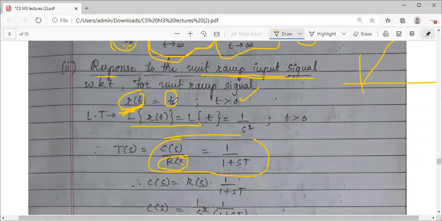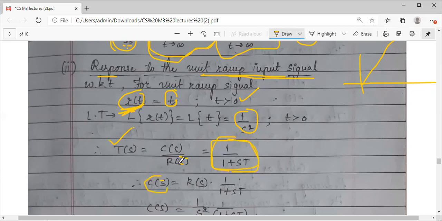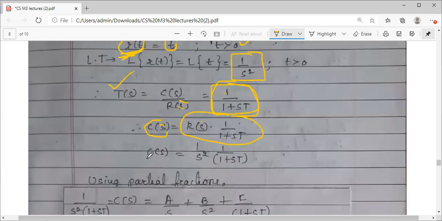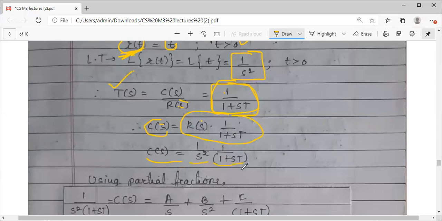What is the Laplace transform of T? It is 1 by S square. You can refer to the table also. The Laplace transform of T is 1 by S square. With this, let me take the transfer function equation. I know that the transfer function is C by R, because I am considering the same block diagram. Output is given by this transfer function into R. Just now I got R of S as 1 by S square, so substitute that. C of S will be 1 by S square into this.